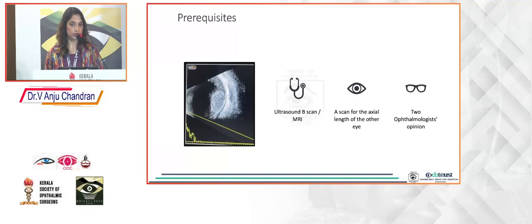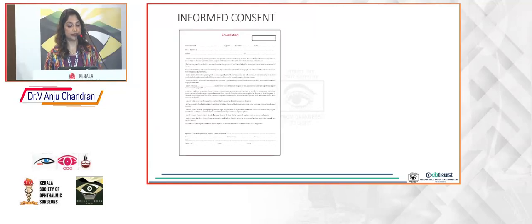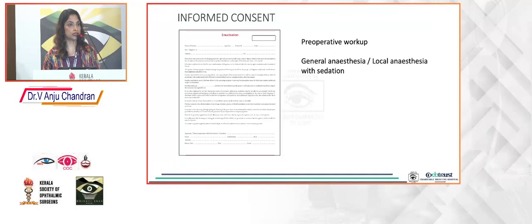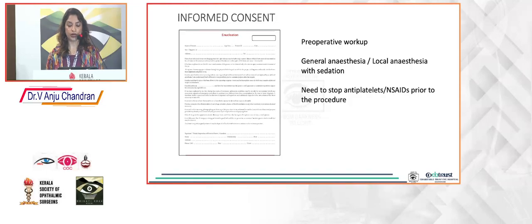It is always important to take at least two ophthalmologists' opinions because this is a destructive procedure and there are medico-legal aspects to it. Like I said, an informed consent, detailed preoperative workup, general anesthesia if it's a child or if the patient has low tolerance to pain. You can also add sedation to your local anesthesia. They need to stop antiplatelets and NSAIDs prior to the procedure to avoid intraoperative and perioperative bleeding. And detailed psychological counseling is very important because the patient is ultimately losing an eye.